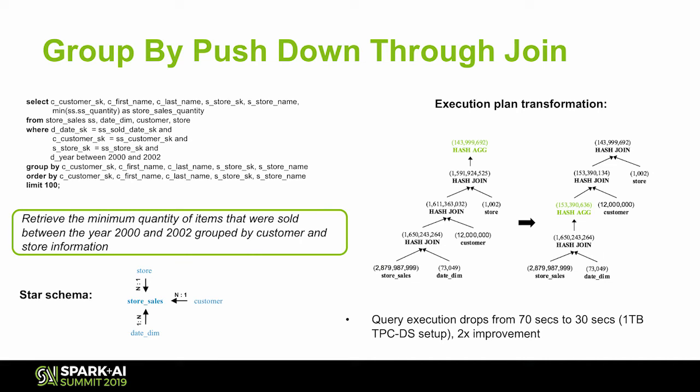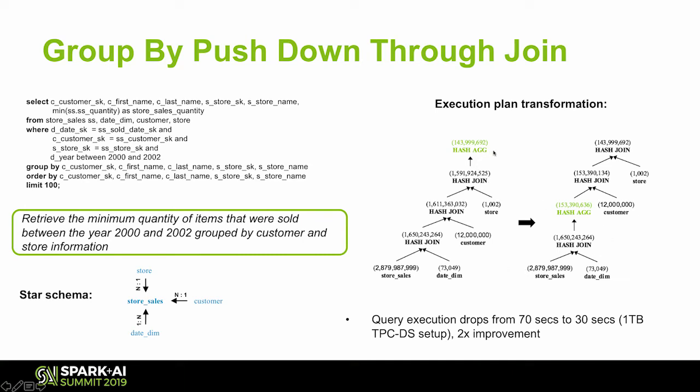There is a star schema. So store sales is my fact table, and then I have the dimension tables. And in here, the plan on the left is before the transformation, and the plan on the right is after the transformation.